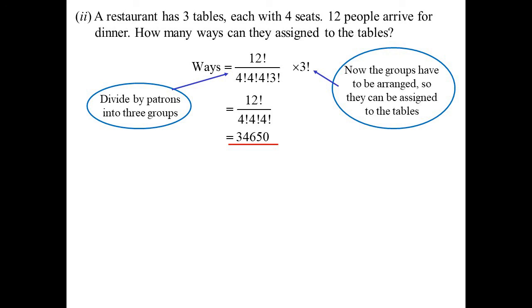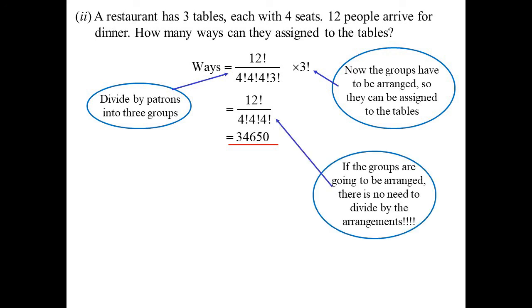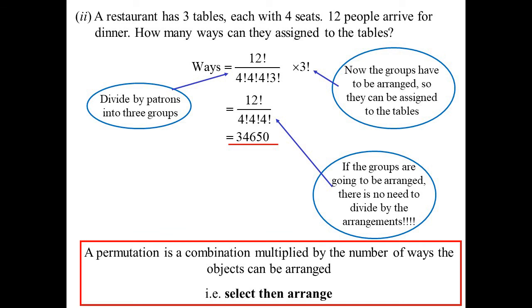Because on the bottom, that first 3 factorial is the number of ways I could have arranged the groups, but now I'm saying, oh, but now I want to arrange you. So it's effectively saying, hey, you really shouldn't have divided by the number of ways I'm arranging the groups here. So it's just 12. So what do we need to remember then? If we're going to do something with the groups and they're of the same size, then I don't need to work out the number of ways and divide that. So if they are going to be arranged, there's no need to divide by the number of ways the groups can be arranged.